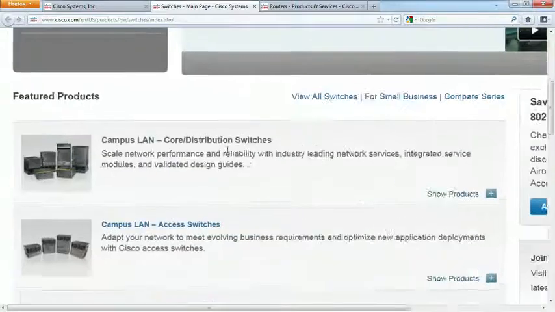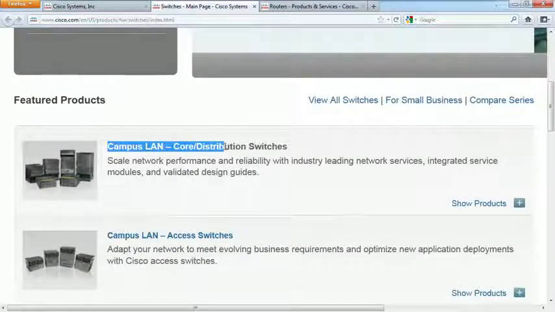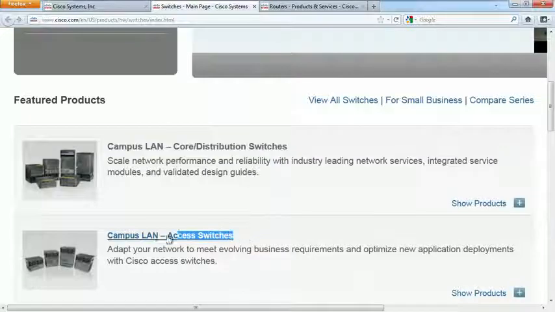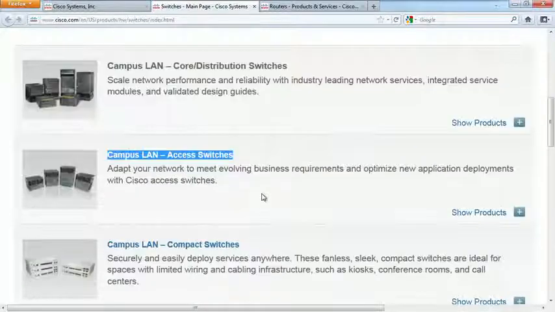But we have here what's known as the campus LAN core and distribution. This is generally going to be the higher end devices, which have more port density, basically the amount of cables that you can plug into the device, and also more processing power, so they can handle more traffic in the network. Then the access layer switches are typically the ones that would go in the wiring closet on the floor of your office, where your actual phone or PC is plugged in.